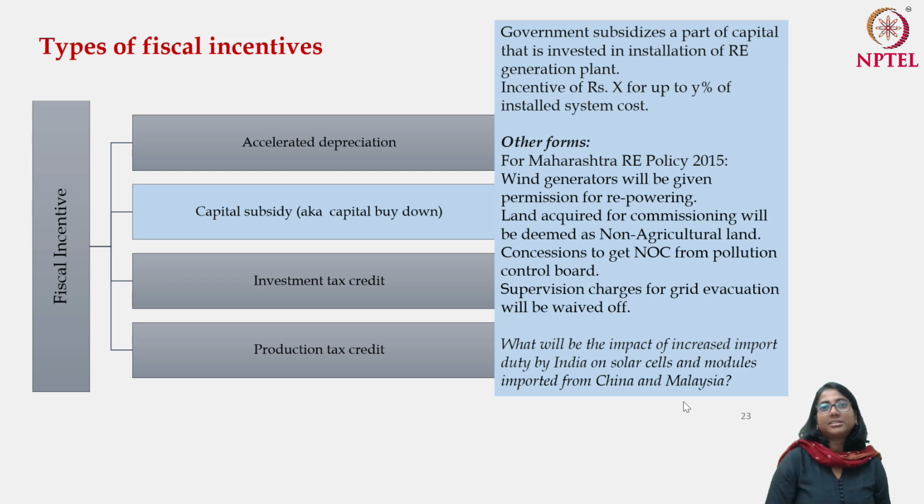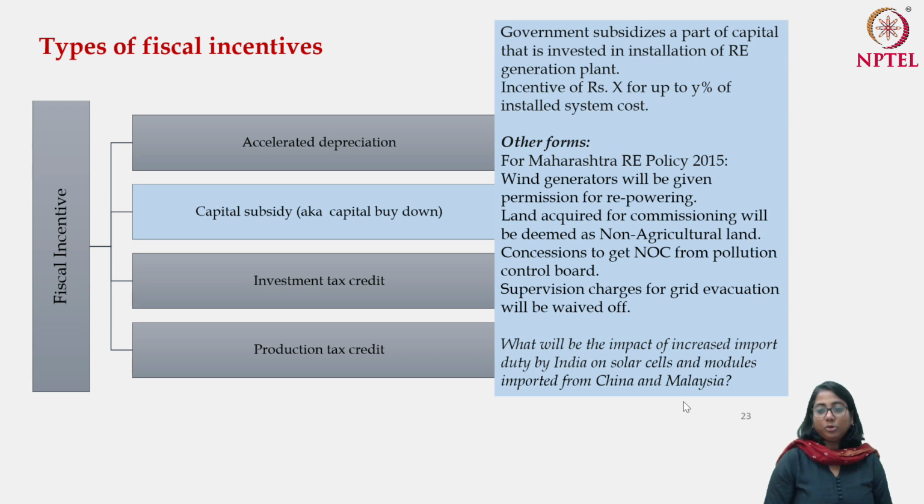Now, here I would like to point out one thing which again caused a lot of debate in recent years in India: India actually imports a lot of solar cells and modules from China and Malaysia. And the Indian government a couple of years back imposed an import duty on these solar cells and modules imported from China. Now the question is, what do you expect the impact of this policy to be on the uptake of, or the energy production based on, renewables?